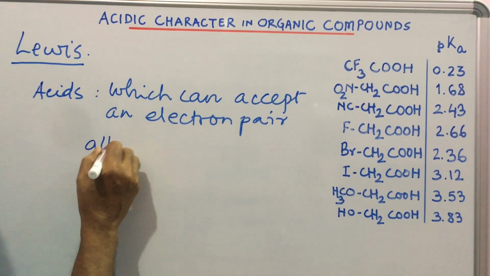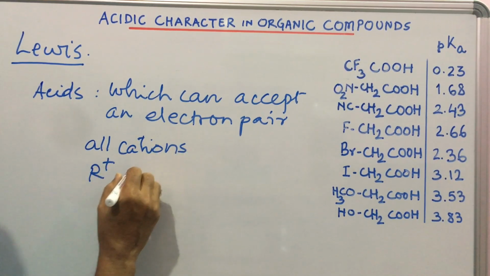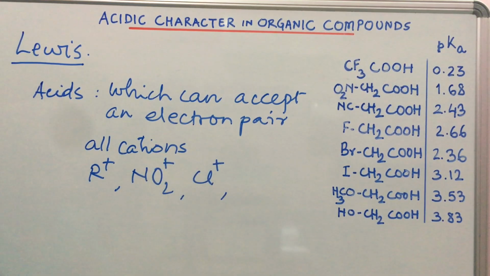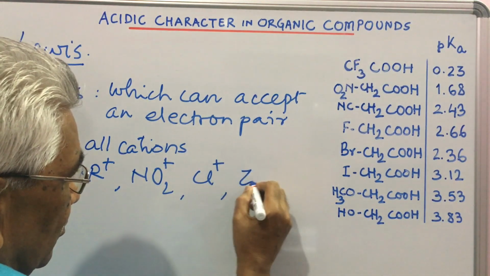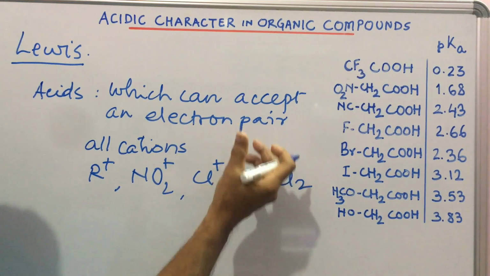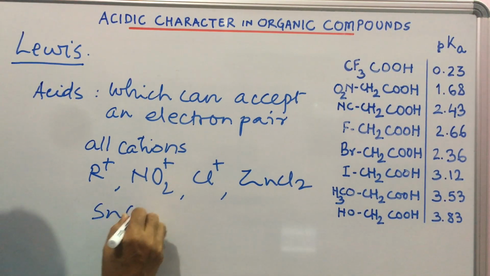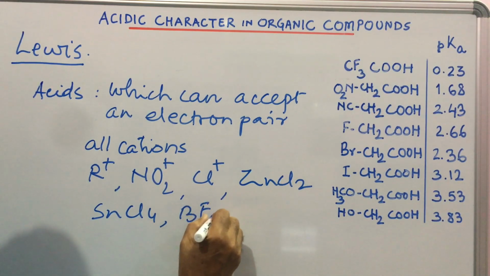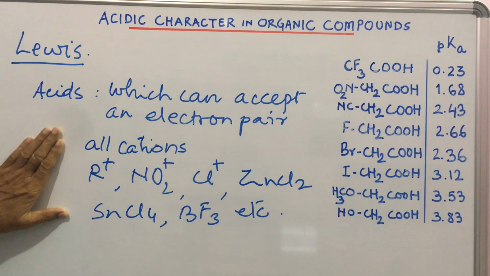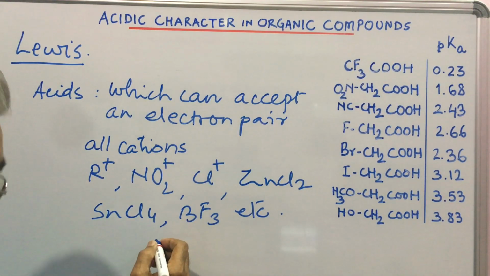All cations, R plus, NO2 plus, Cl plus, etc. Zinc chloride, it has vacant d orbitals. This can accept an electron pair. SnCl4, BF3, etc. They come under the category of Lewis acids. They all have a capacity to accept an electron pair.